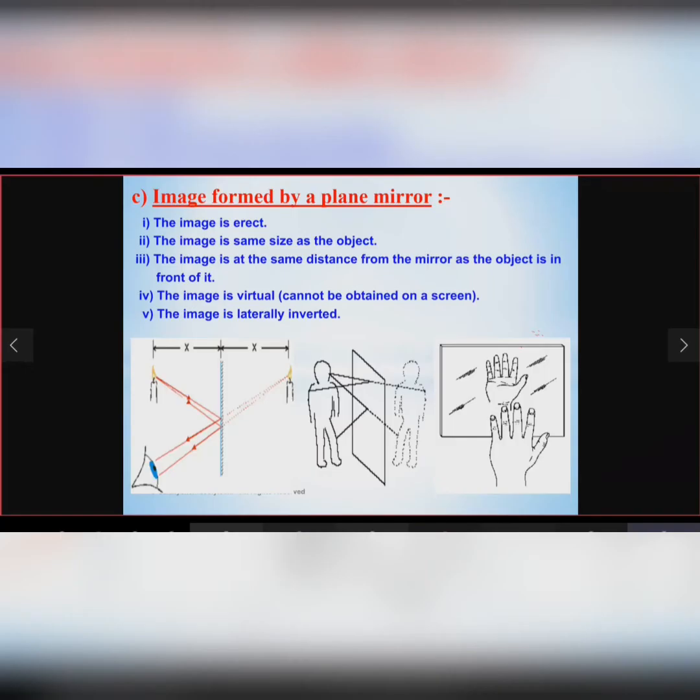Okay, so this way we will see that for different positions of the object, the image will be formed at different locations, and you have seen how an image can be obtained onto a screen. Now let's see the case where image is being formed in the mirror, but it is not getting obtained onto the screen. So let's look at this case.